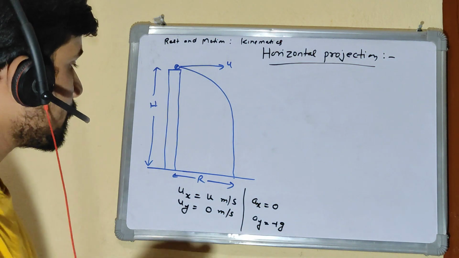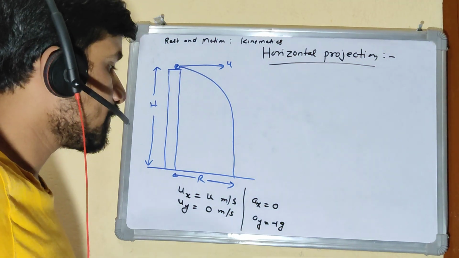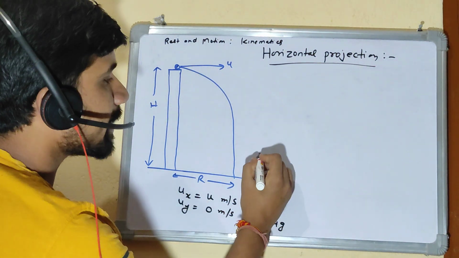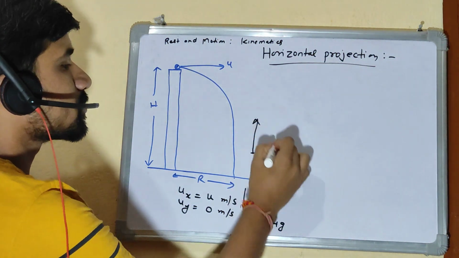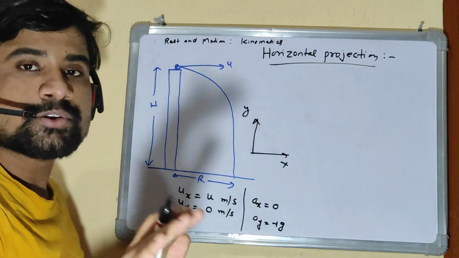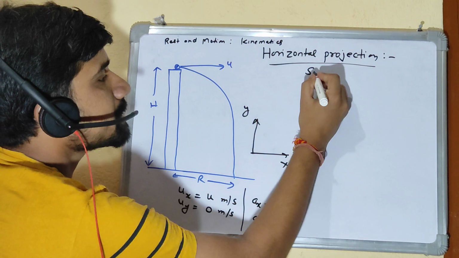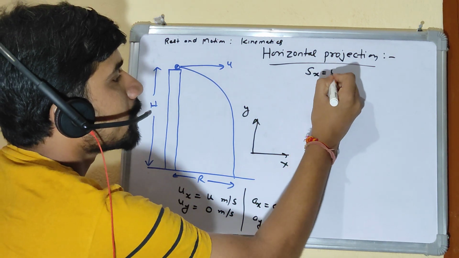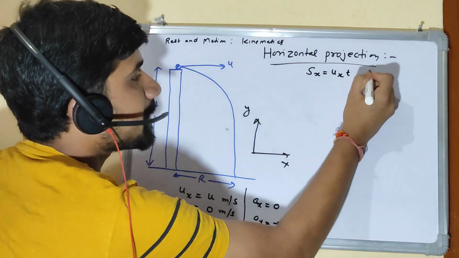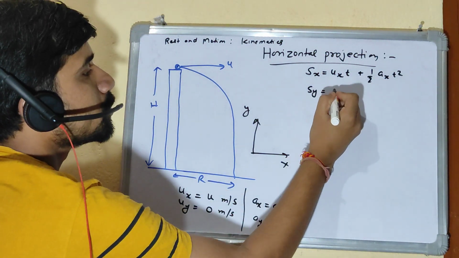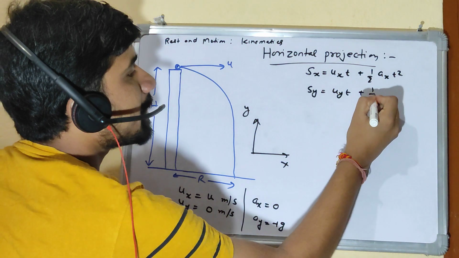So if I assume this as my x coordinate and this as my y coordinate, as always, I know the equations of motion, right? What are the equations of motion? It is Sx equal to uxt plus half axt square and Sy equal to uyt plus half ayt square.